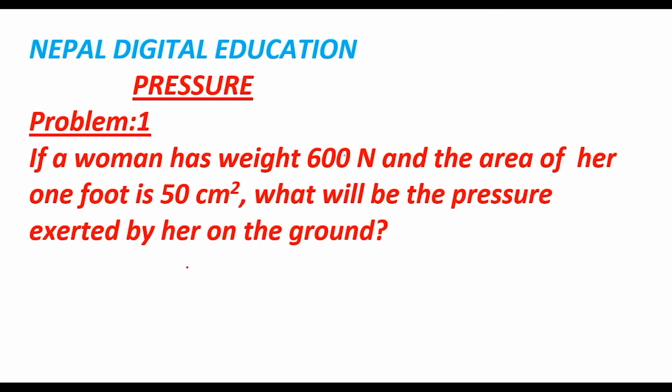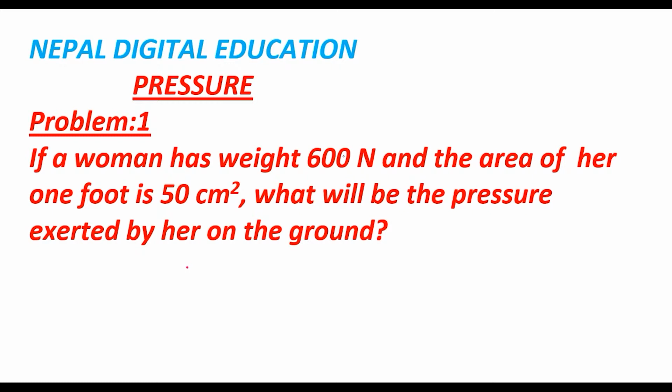So first of all, while solving a numerical problem, we have three steps. First step, we have to write the given, then in the second step, we have to change the given into SI system, and in the third step, we have to apply the formula. So let us look at the problem first.